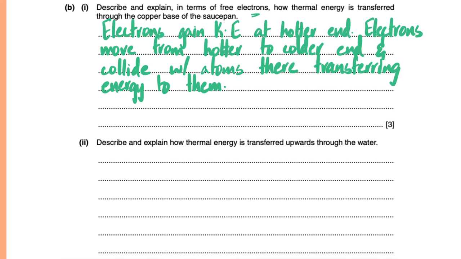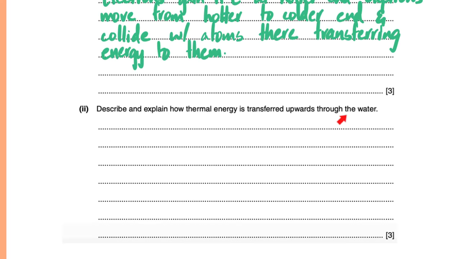Describe and explain how thermal energy is transferred upwards through the water. Now, being transferred upwards is a hint that you have to talk about convection. So again, this is a 3-mark question. Always you'll have to write down more or less the same amount of detail. So first you say that the liquid which is heated expands. Here it's the water. So the liquid expands because of the increase in temperature.